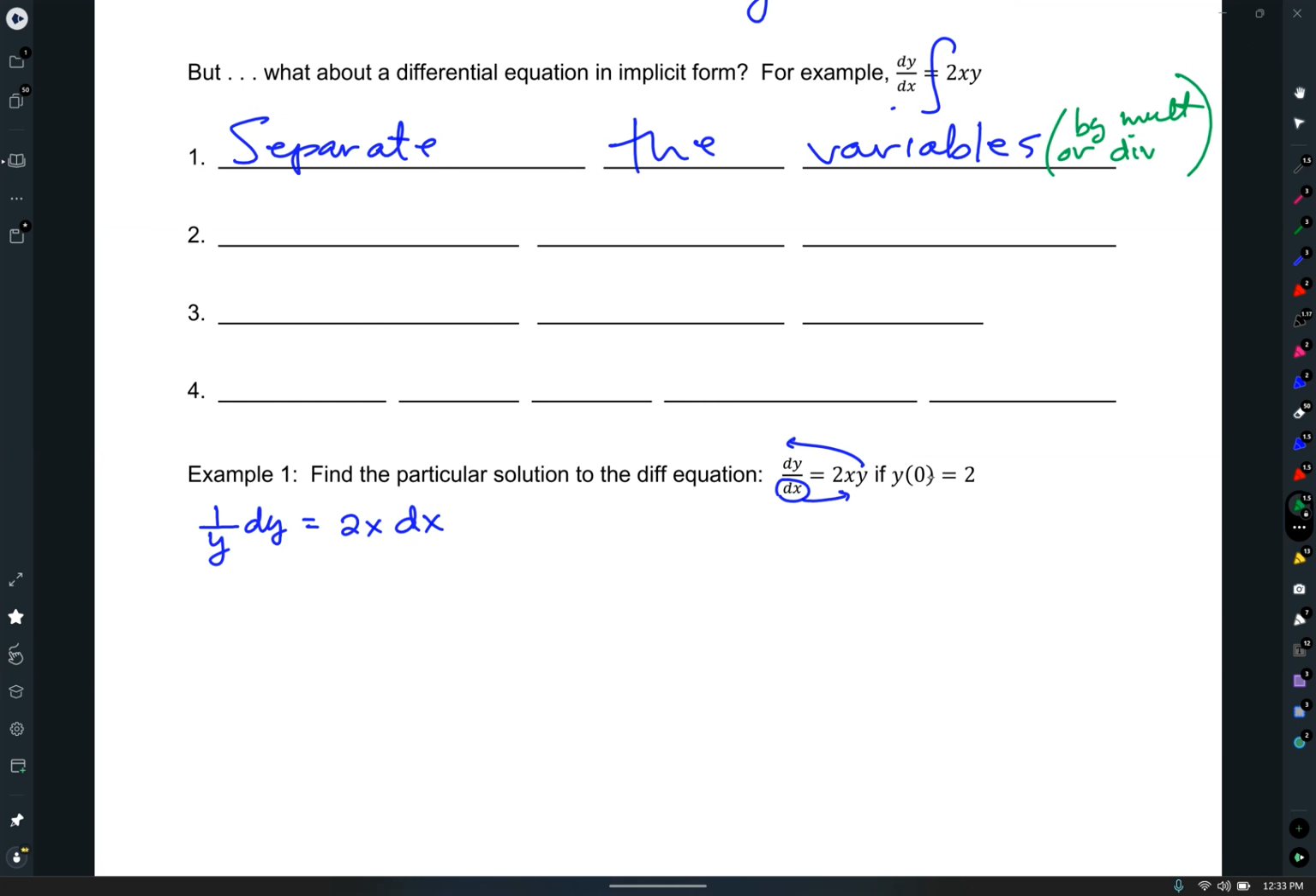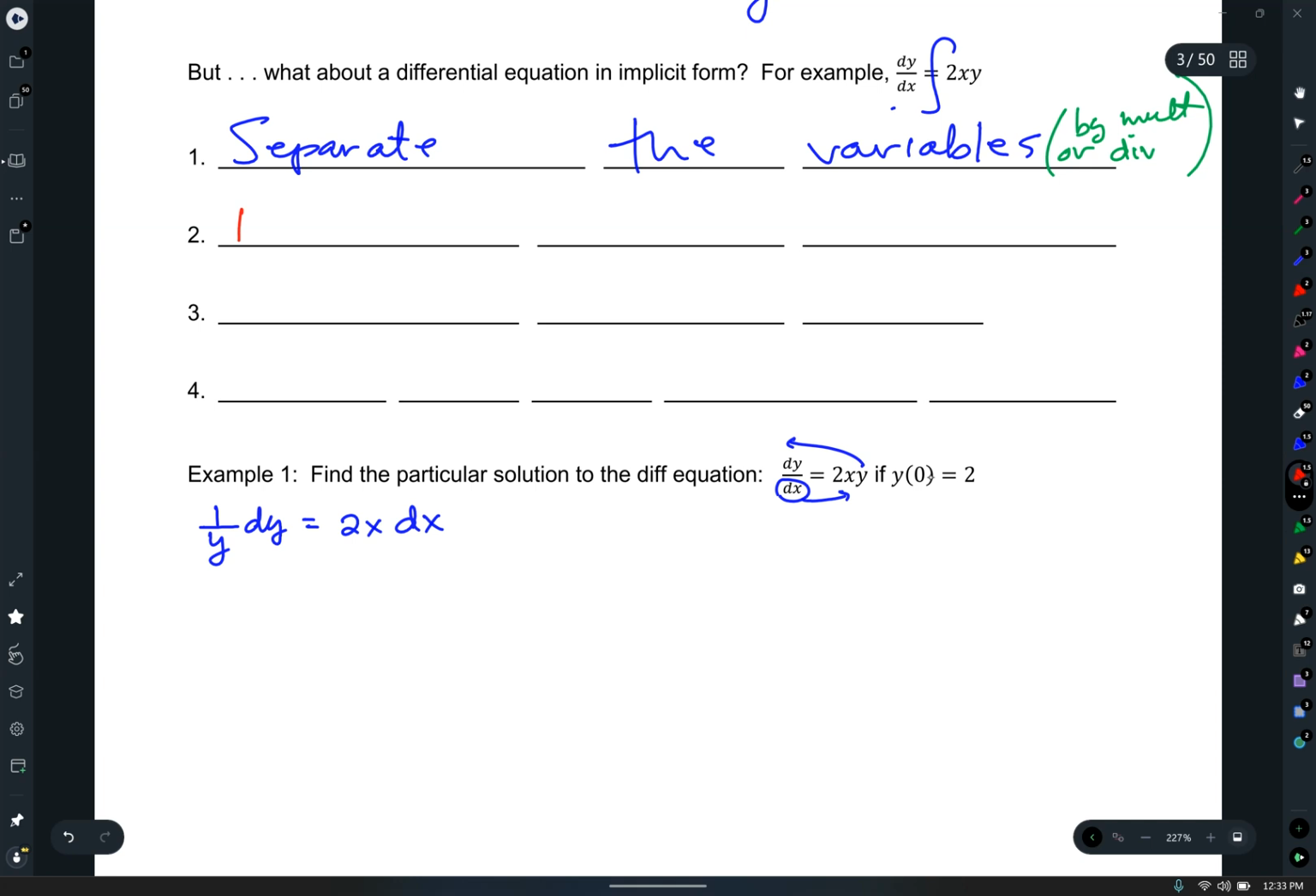You can only multiply both sides or divide both sides in order to separate correctly. You cannot add to both sides or subtract from both sides, and I'll show you why that's the case in a minute when we get one. Okay? Step 2, well, once they're separated, then you can integrate both sides.